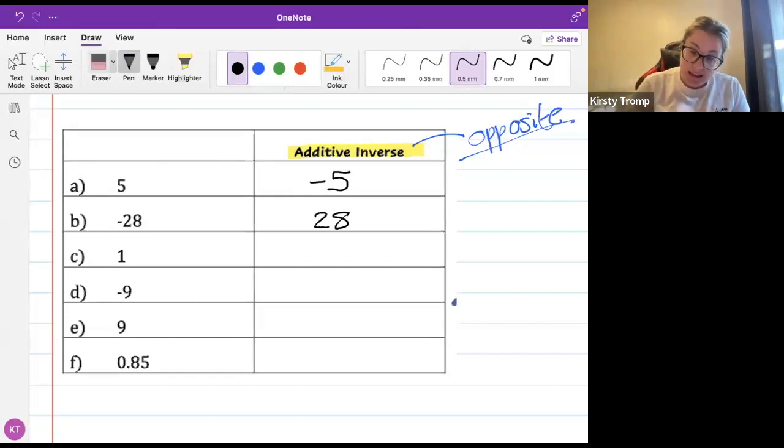The additive inverse for 1 will be negative 1. Fill that table in for me quickly. You fill the rest in. Do not put the answers in the chat. Please don't put the answers in the chat unless I ask.